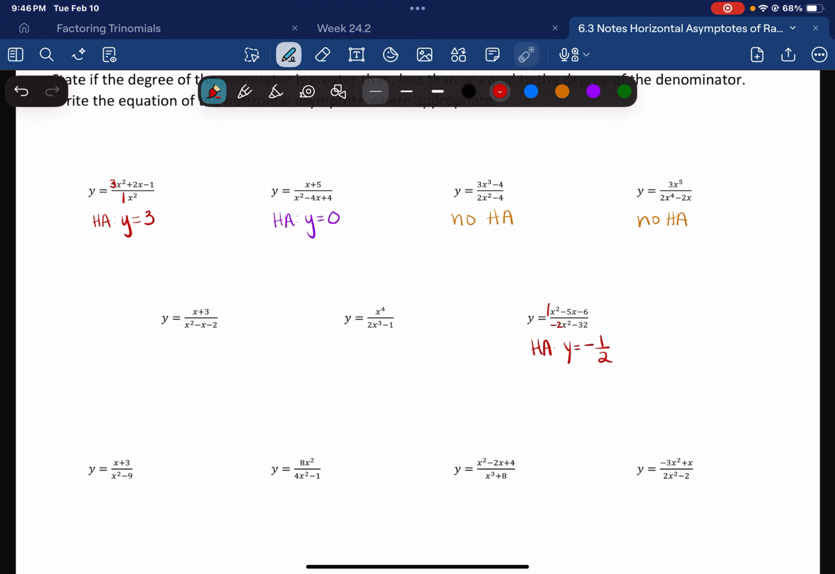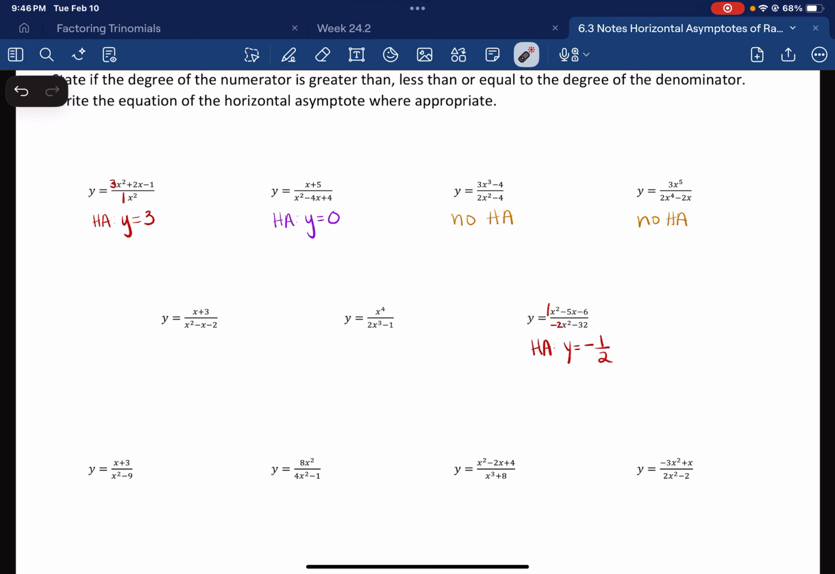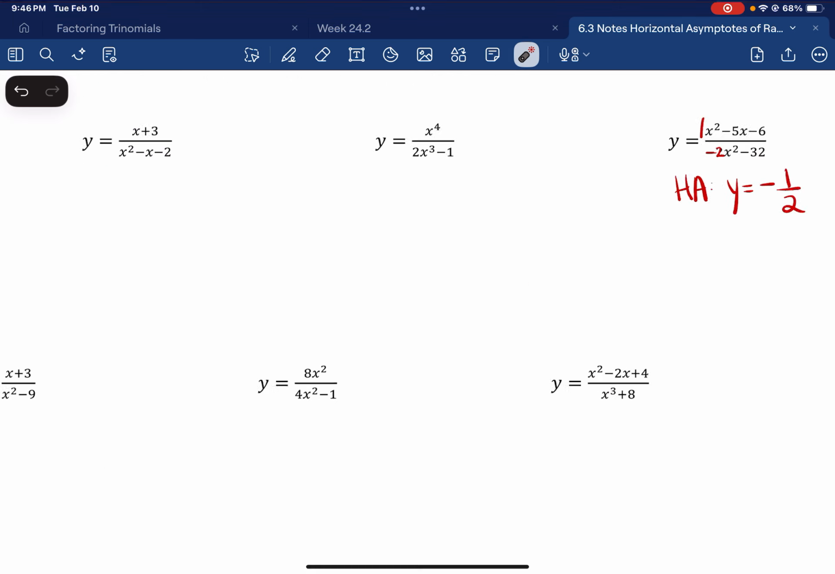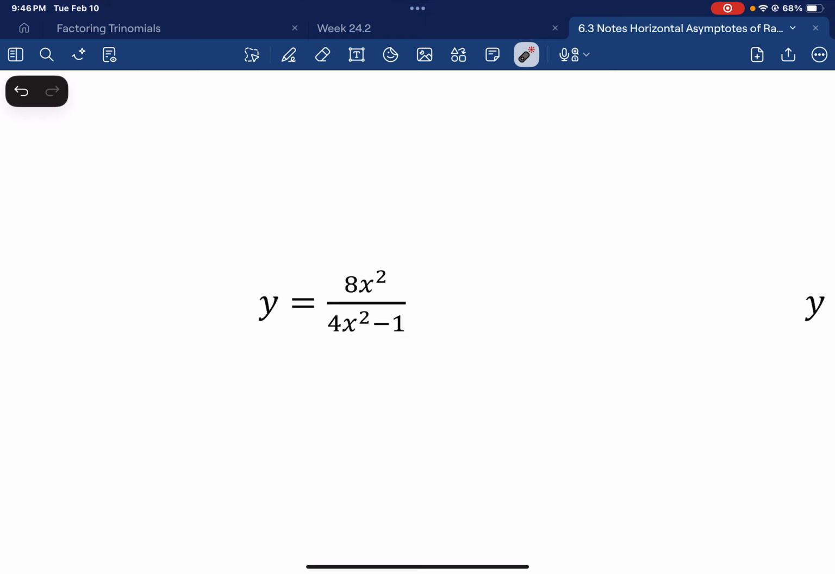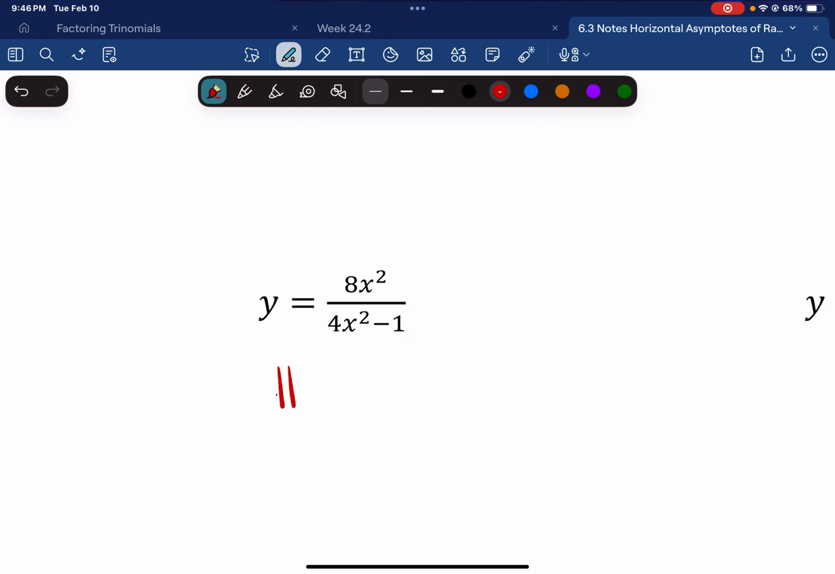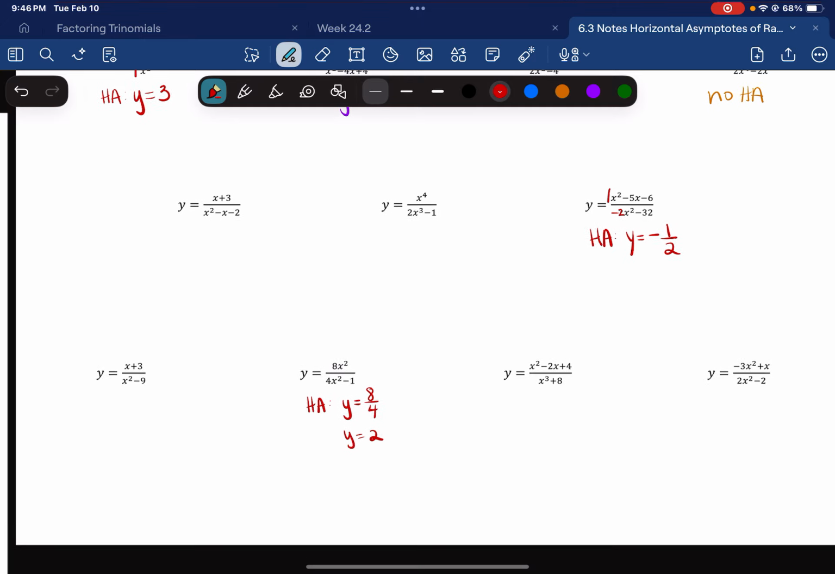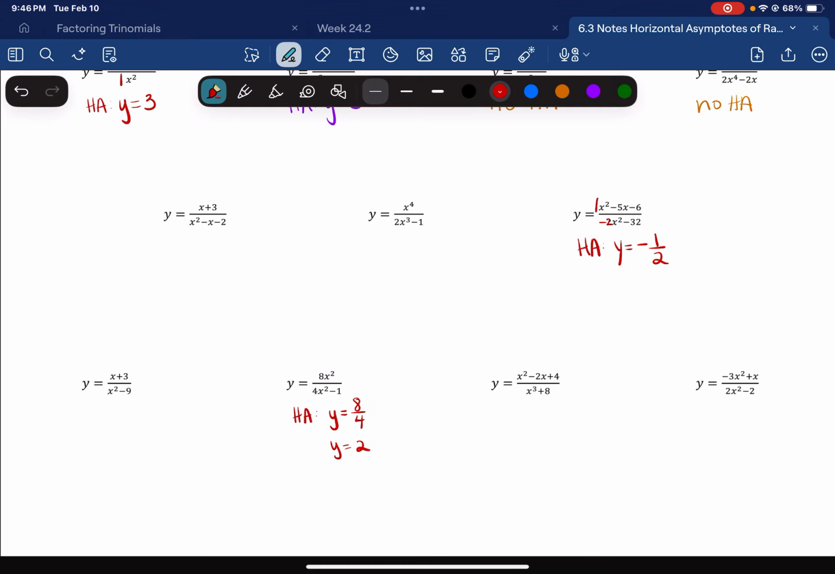Let's go through and look at this function. It is another balanced equation because our exponents are the same. Our degrees are the same. So this would be a horizontal asymptote of y equals 8/4, which we would definitely simplify. What is 8 divided by 4? That's just 2. That might be the last one on these notes.